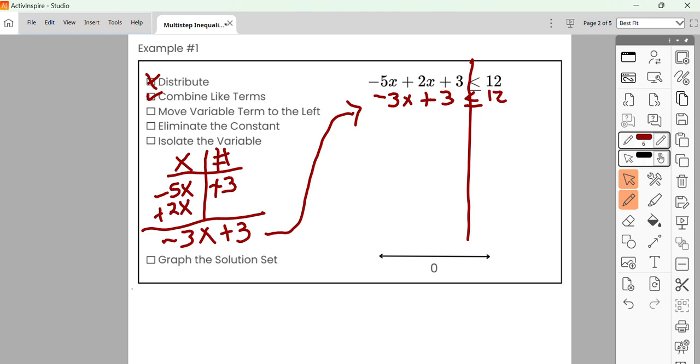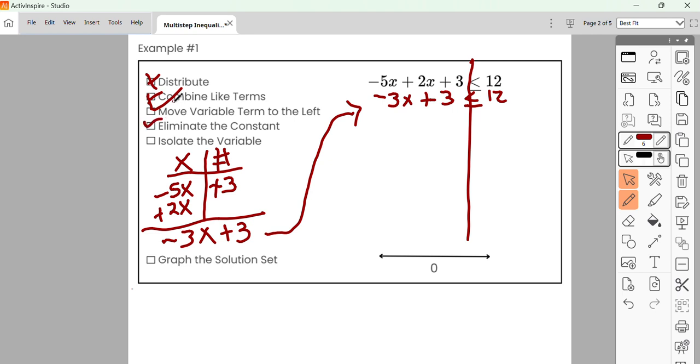Just like with equations, you only combine like terms on one side of the equal sign, or the inequality symbol in this case, at a time. You never bring that 12 over into your combining like terms. Okay? So the next thing we're going to do is move the variable term to the left. Well, there are no variables on the right, and the variable is already on the left, so we're good. We always want it on the left, especially for solving inequalities.